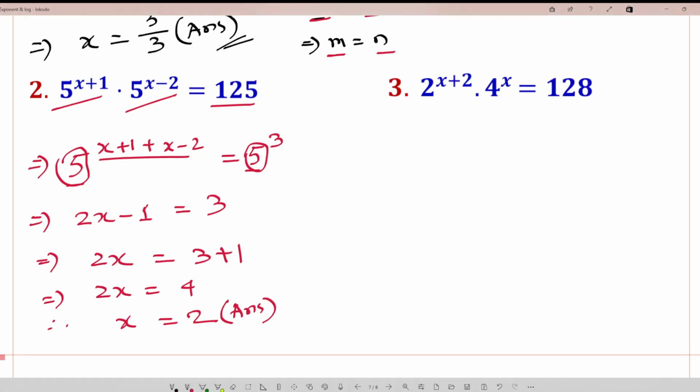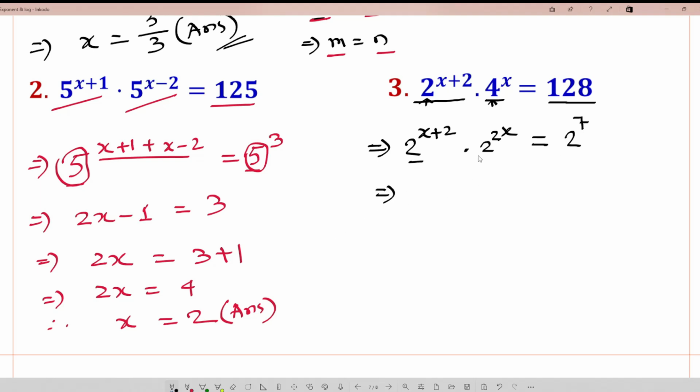Number 2 clear. Number 3. Here is 2 to the power x plus 2 times 4 to the power x equals 128. So here we have to do something. Look, here the base is 2 but here the base is 4. This 4 we can make the same base. It means 2 to the power x plus 2 times, this one we can write as 2 square, and here is x, right, equals 128. We can write 2 to the power 7.